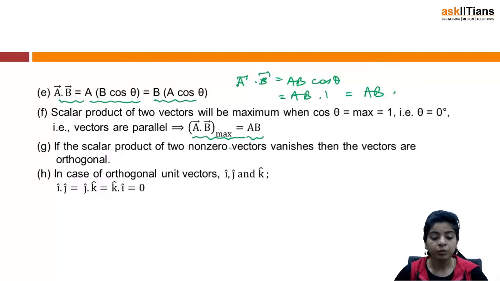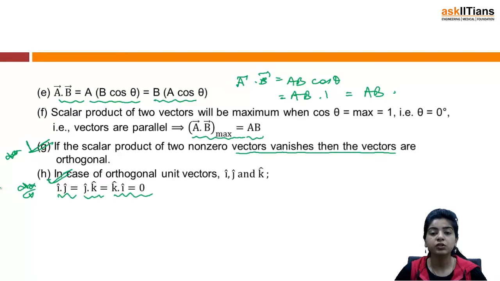If the scalar product of two non-zero vectors vanishes, then the vectors are orthogonal. This is important. If the dot product of two non-zero vectors, obviously, vanishes, then you can easily get that the vectors are orthogonal. In case of orthogonal unit vectors, that is i cap, j cap, k cap, i dot j is equal to j dot k is equal to k dot i is 0. These are important because these concepts will be utilized in solving various questions. So just try to concentrate on these properties, just try to understand these properties.